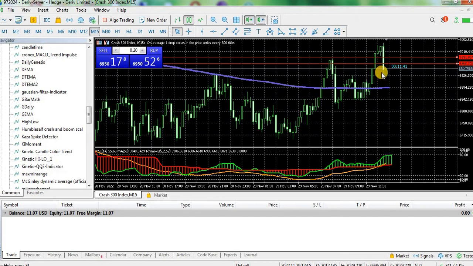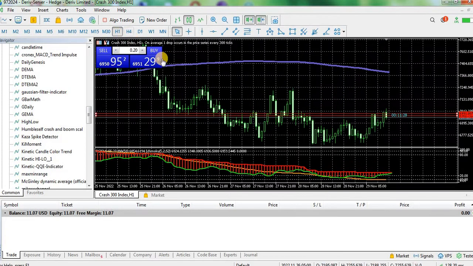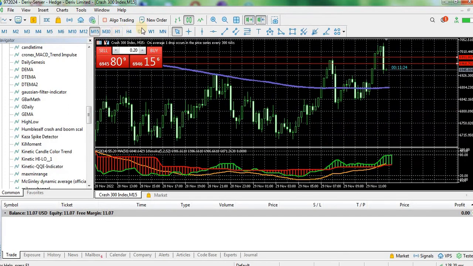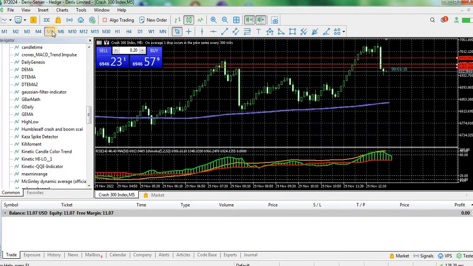Okay, this is it. We have another point here on 15. Understand? Another point here on 15. Let's go to 1 minute. Okay, on 15, I think we have a small spike, another point here on 15. Let's go to 5 minutes.